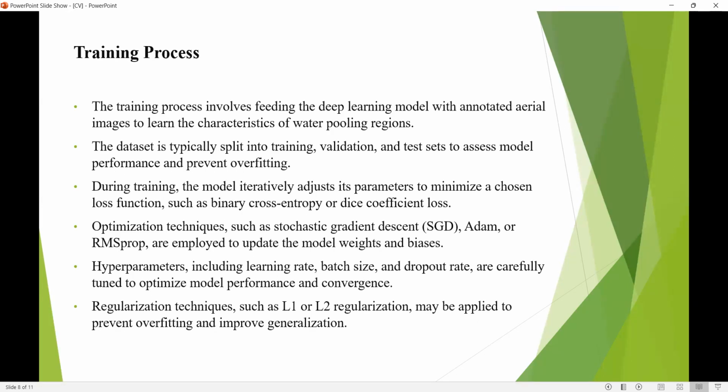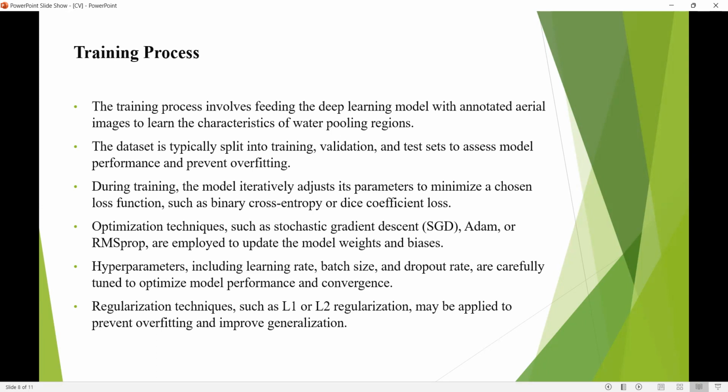Then we train the model using the images collected from various sources. The training process involves feeding the deep learning model with the annotated aerial images to learn the characteristics of water pooling regions. The dataset is typically split into training, validation, and test sets to assess model performance and prevent overfitting.